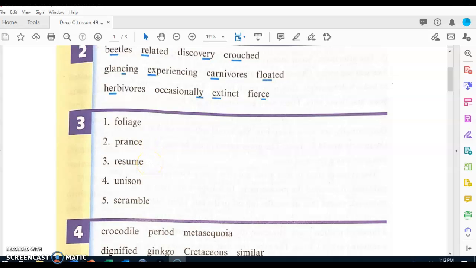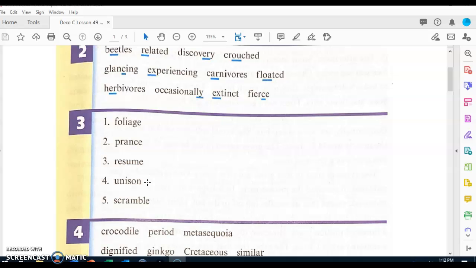Word number 3. What word? Resume. Resume means to begin again. Everybody, what's another way of saying the game will begin again after halftime? Think about it. Get ready. The game will resume after halftime.